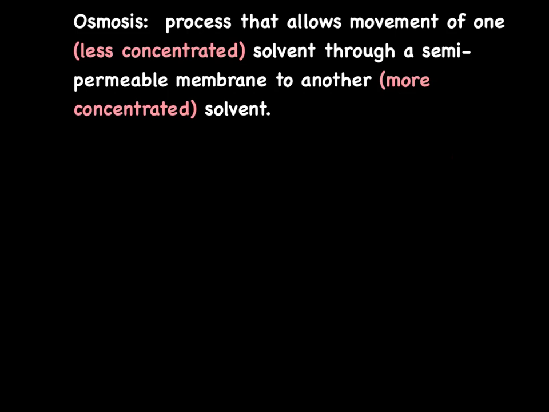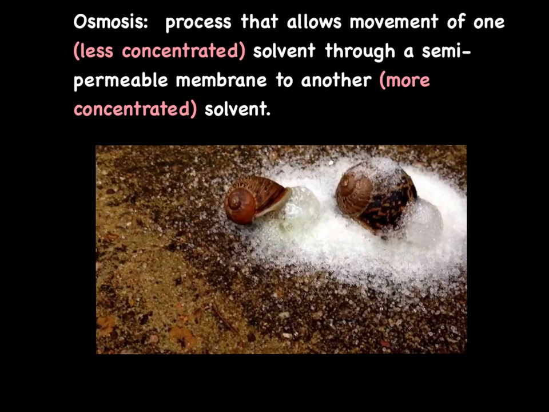Another example of osmosis, don't try this at home, is putting salt on a snail or a slug. These guys now have a really high concentration of salt outside of their little bodies. And so what's happening is that the fluids inside their little bodies are moving out of their bodies to try to reach an equilibrium. And so the little guys will just shrivel up and die. And it's a really painful way of dying, I would imagine. So again, don't try this at home.